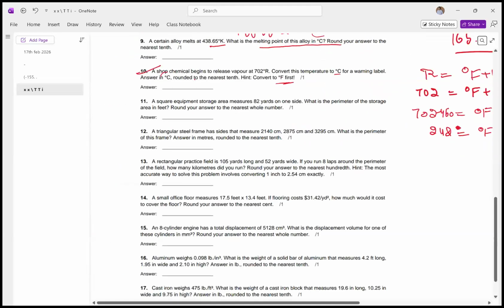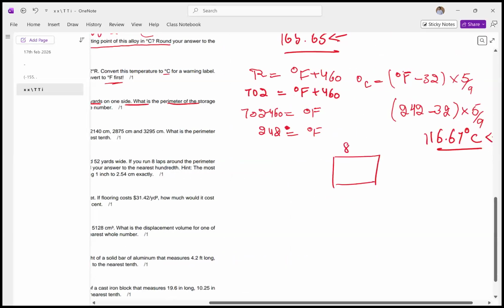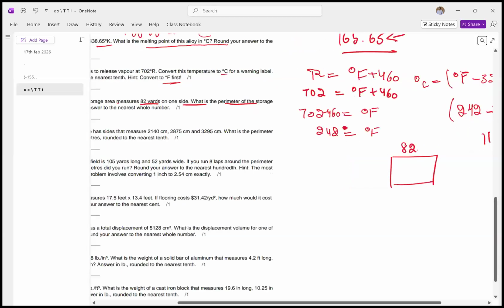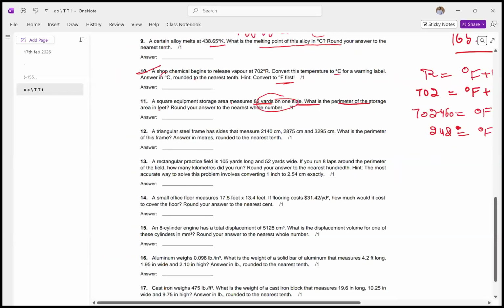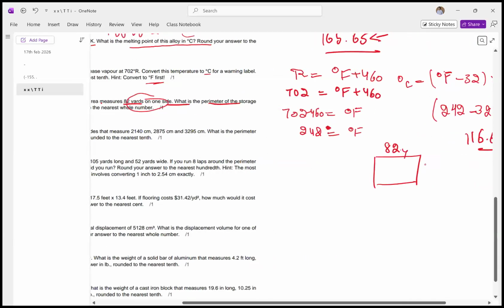Okay. Now let's look into the next question. The next question is question number 11. A square equipment storage area has 82 yards on one side. What is the perimeter? Perimeter is just adding all the side lengths. We have 82 yards on one side, and we want to find the answer in feet. So this is 82, this is 82, this one is 82, and now we just need to find the answer. You can add these numbers or you can multiply 82 by 4.